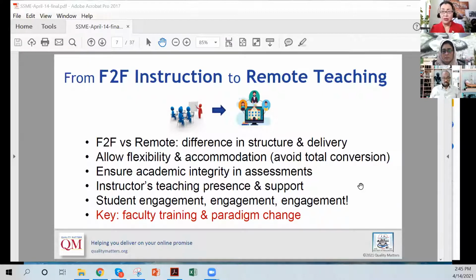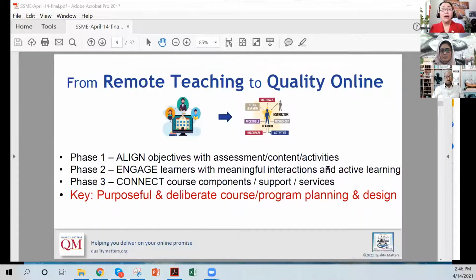And one of the important things is to find ways to establish the teaching presence, even if you're not Zooming, talking to your students like this every hour, every day, but you want to make sure the students feel that you are there to help them, to guide them. And for students, engagement, engagement, and engagement. So the key during that transition is faculty training and support for faculty. That's the key.